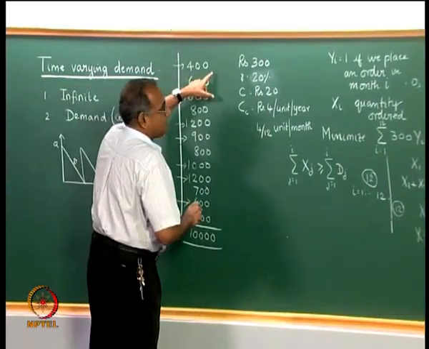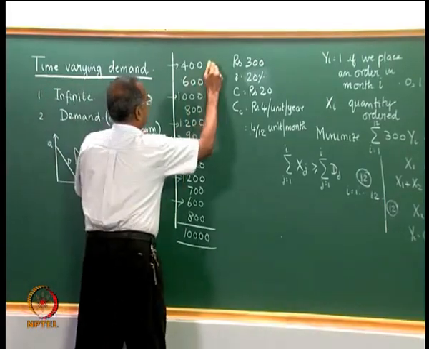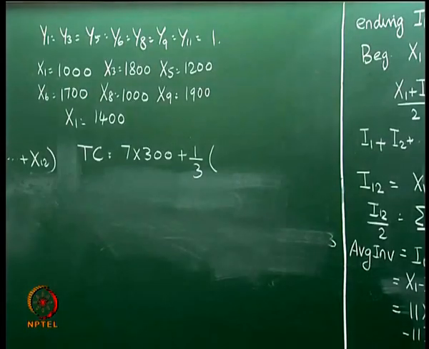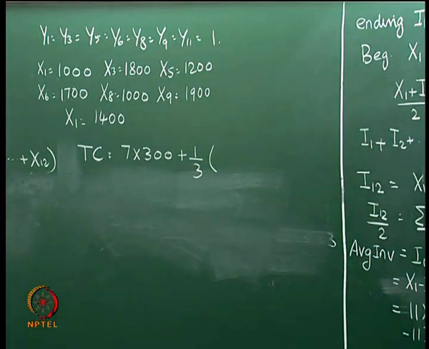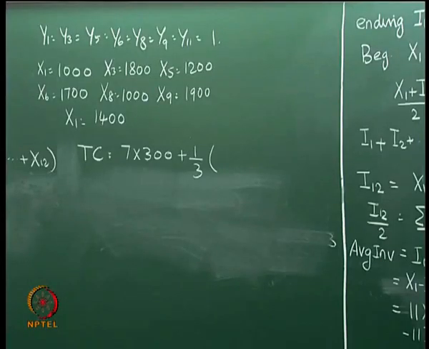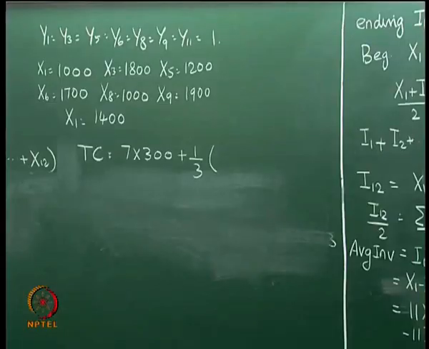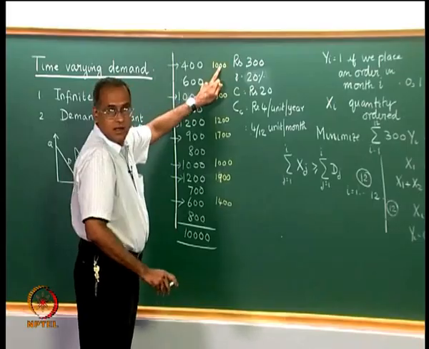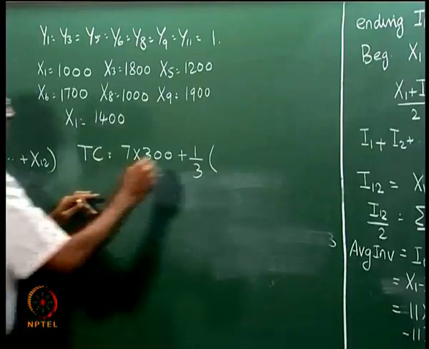So let me write down the points we order using a different color, perhaps yellow. So we will have 1000 ordered here, Y3 is 1800, this is 2100, I am sorry, 1200, 1700, 1000, 1900, 1400. So first month beginning inventory is 1000, ending inventory is 600, so 1000 plus 600 divided by 2 is 800.